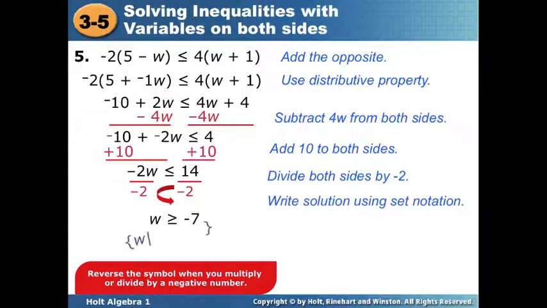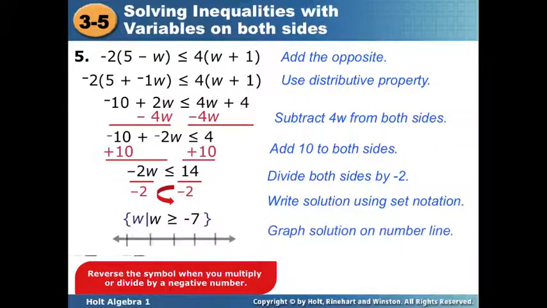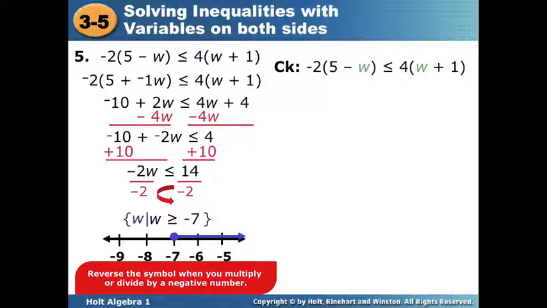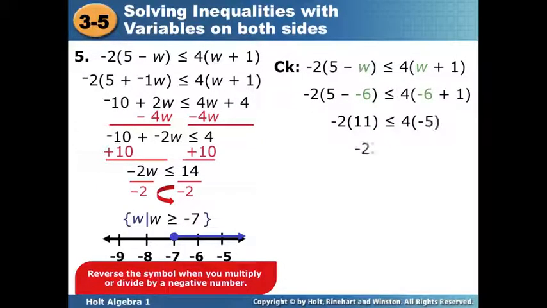Check to make sure you correctly wrote your set notation. The set of all w's such that w is greater than or equal to negative 7, and we're in graph and check. It should be a closed circle on negative 7 and shaded towards the greater than side. Finally, for your check, substitute in a number from the shaded region. Work out your check to see that negative 22 is less than or equal to negative 20. So this is a true check. Our solution in set notation is correct.